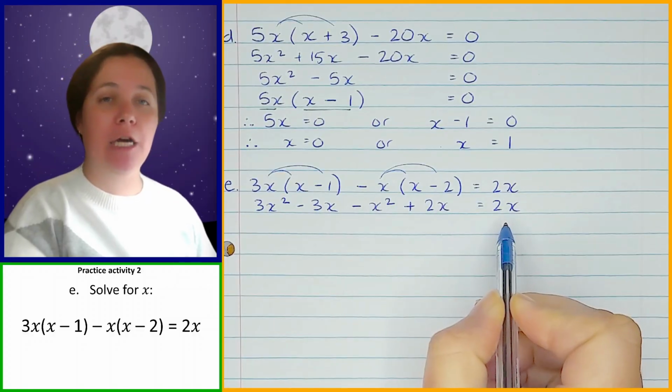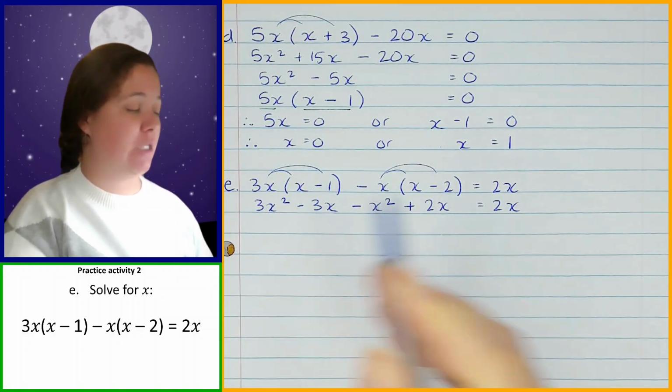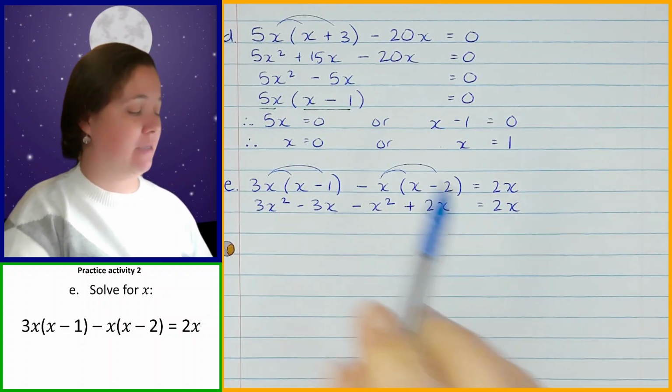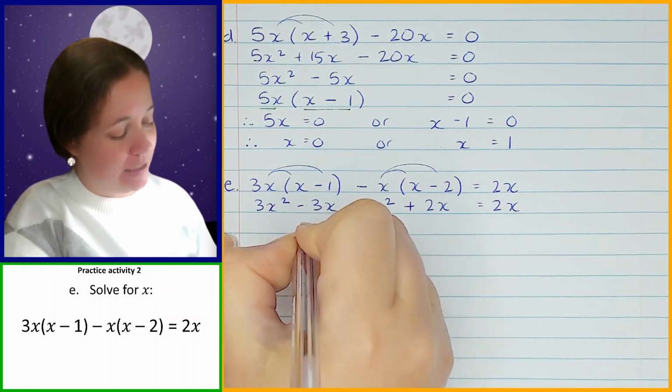Now that I've multiplied out, my next step is to move everything to the left-hand side so it's equal to 0 and put the terms in the correct order. So I want my x squareds first. So I've got 3x squared minus x squared. That gives me 2x squared.